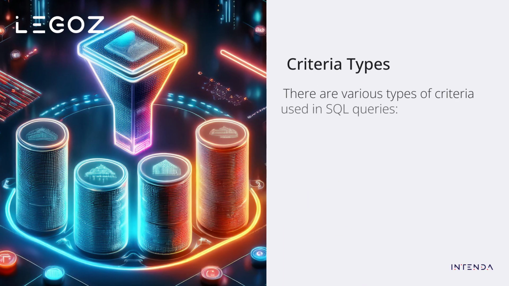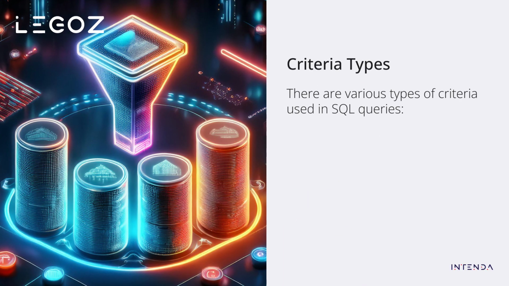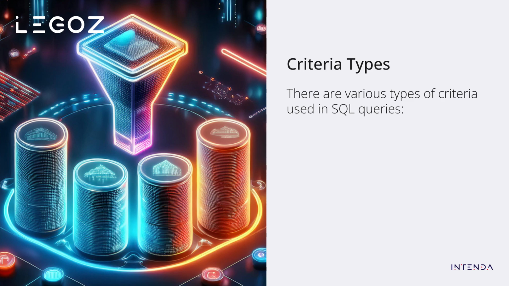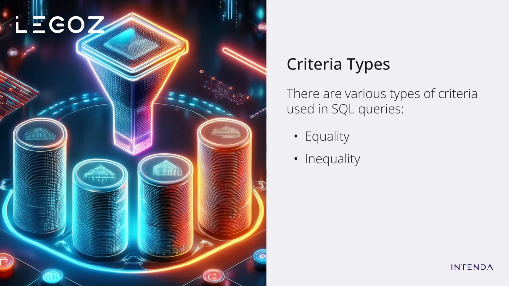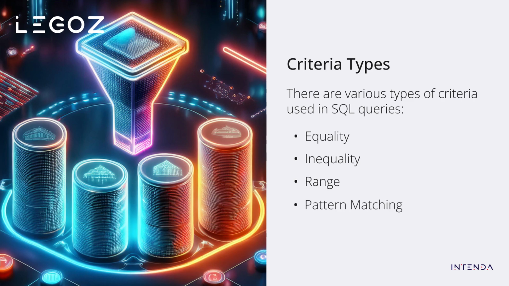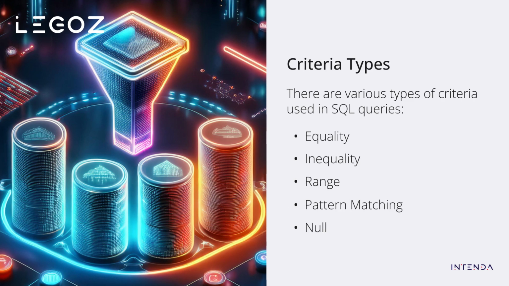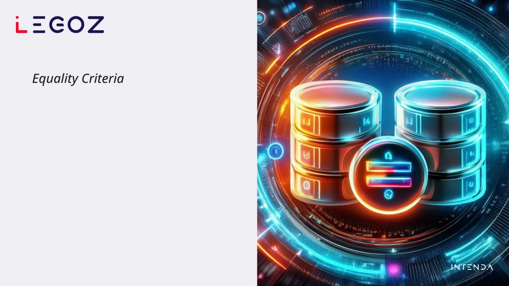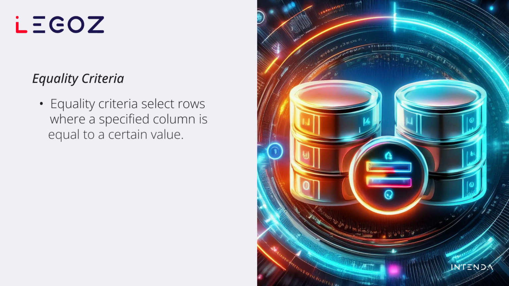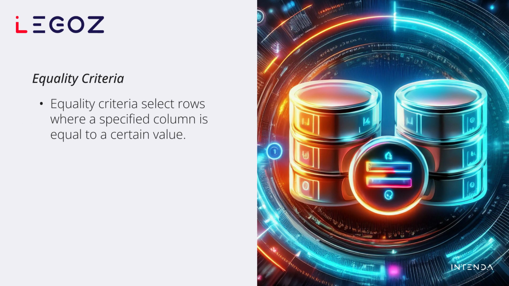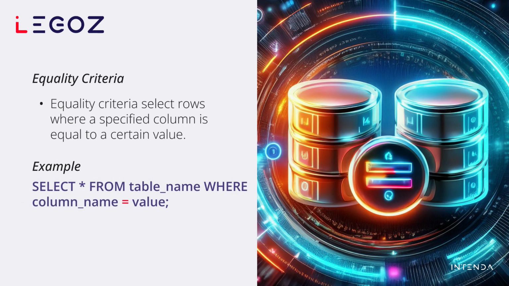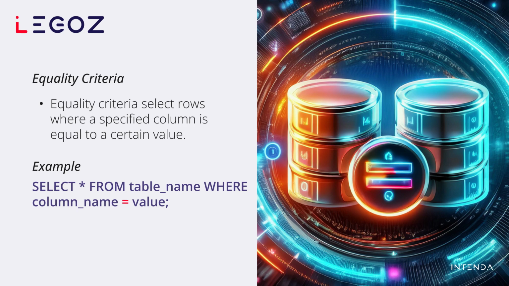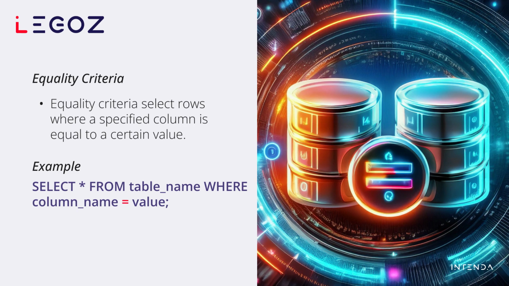Let's start by exploring the different types of criteria commonly used in SQL queries. These include equality, inequality, range, pattern matching, and null criteria. Equality criteria are straightforward. They help you to select rows where a specific column matches a certain value. For example, if you wanted to retrieve all customers with the last name Smith, you would use equality criteria.